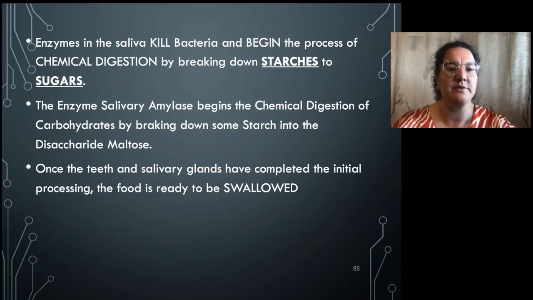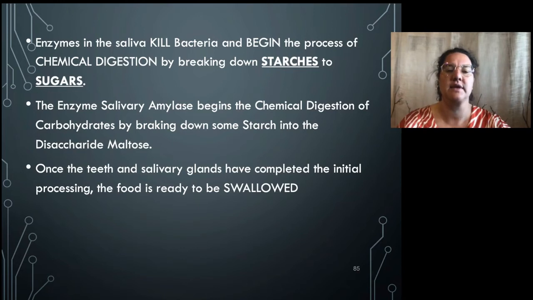So in the saliva, we also have enzymes that will begin to kill the bacteria and begin the process of chemical digestion by breaking down starches into sugars. So these are going to be our simple starches broken down into simple sugars. The enzyme salivary amylase begins chemical digestion by breaking starches into the disaccharide maltose.